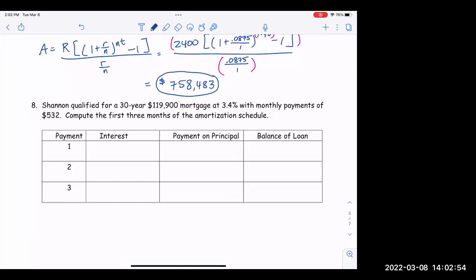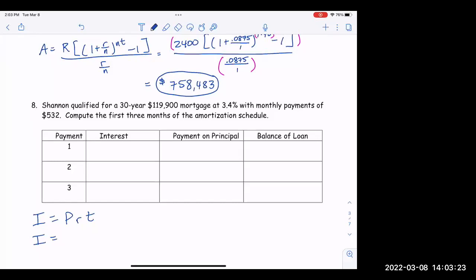In this case, Shannon qualified for a 30-year, $119,900 mortgage at 3.4% with monthly payments of $532. So we're going to do the first 3 months. Since we're doing this month by month, we can just do this with a simple interest formula. So I equals PRT. And we're just going to do this a month at a time.